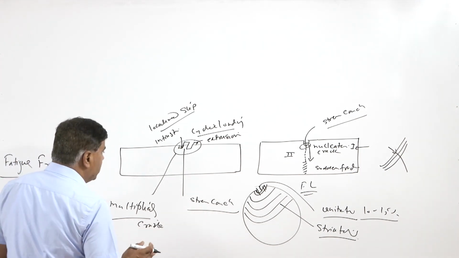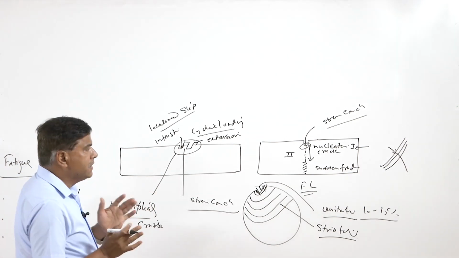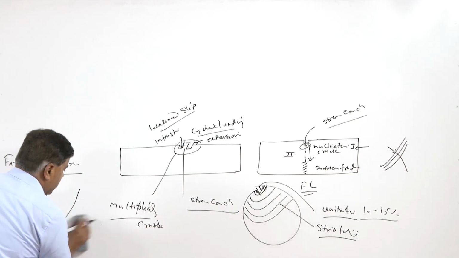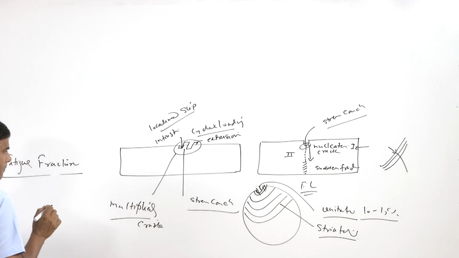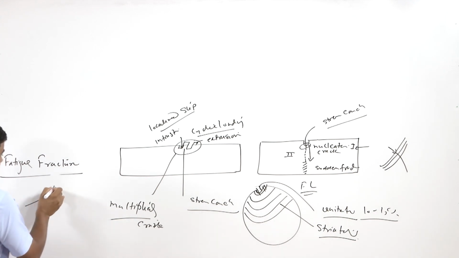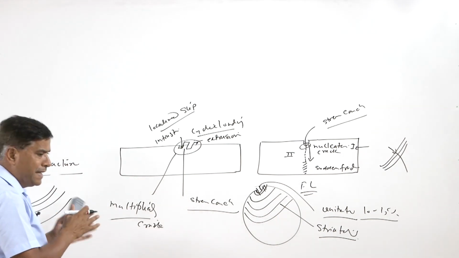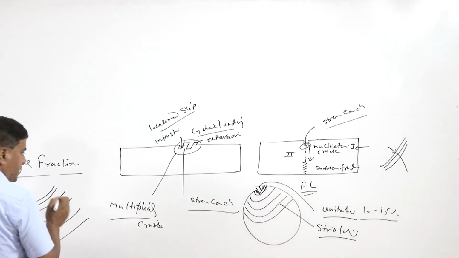Variation in crack growth: there can be a continuous change in spacing between the striations. In general, this gap keeps on increasing with the increase of the crack size. Initially the growth rate is less, and then this spacing will keep on increasing because of the increasing stress amplitude, actual stress amplitude, or the stress intensity factor.